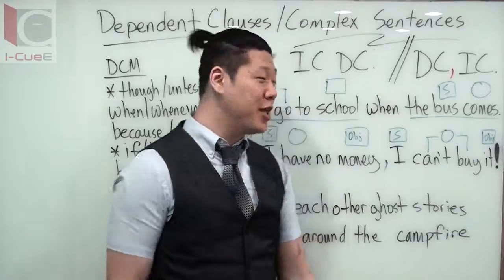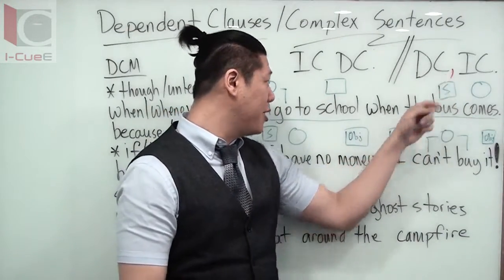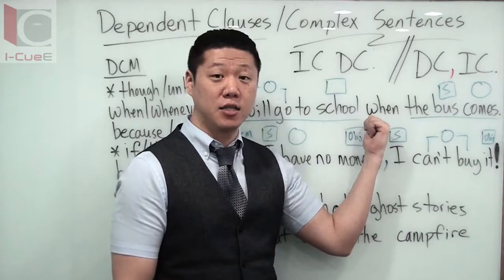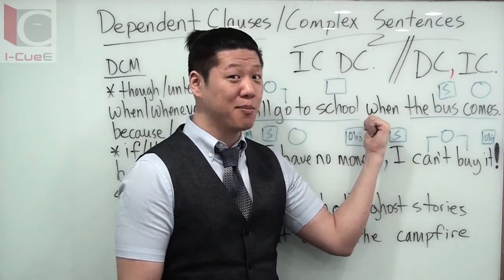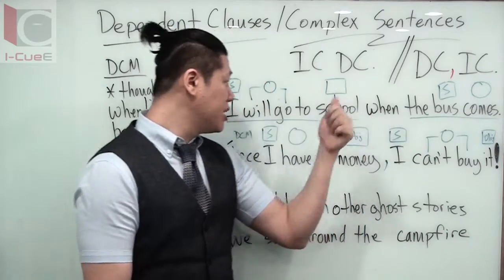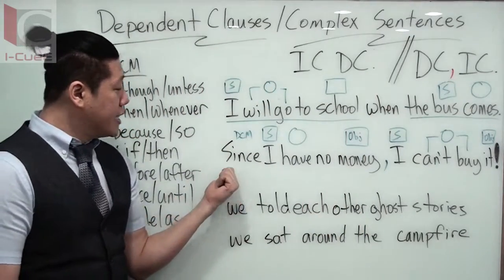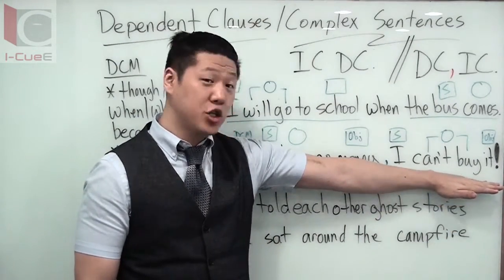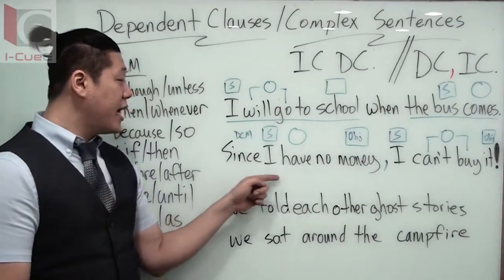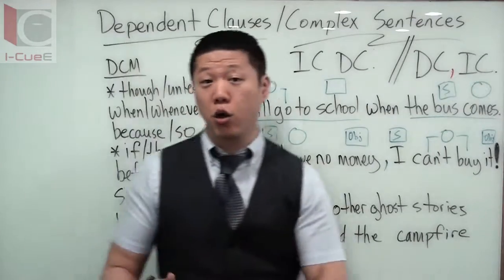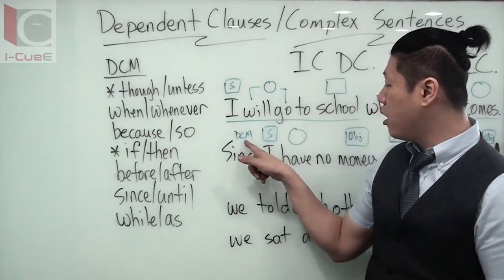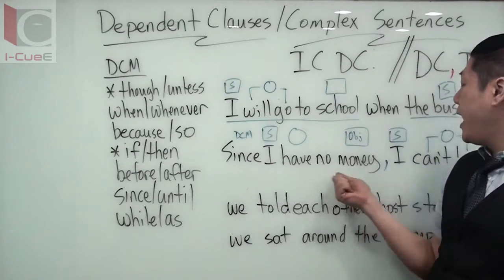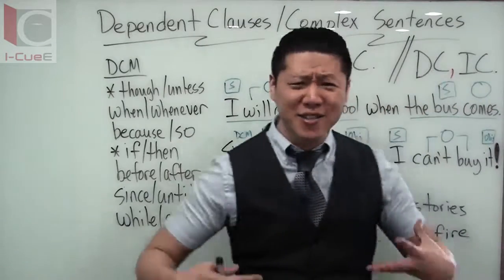Switch it. How do we do that? When the bus comes, comma, I will go to school, punctuation. And of course, you have to capitalize the DCM, subordinating conjunction, okay? So that's number one. Number two: since I have no money, I can't buy it. I can't buy it is your independent clause. Since I have no money, since is your DCM, dependent clause marker. So this one needs to have the comma, okay? So since I have no money, comma, I can't buy it.